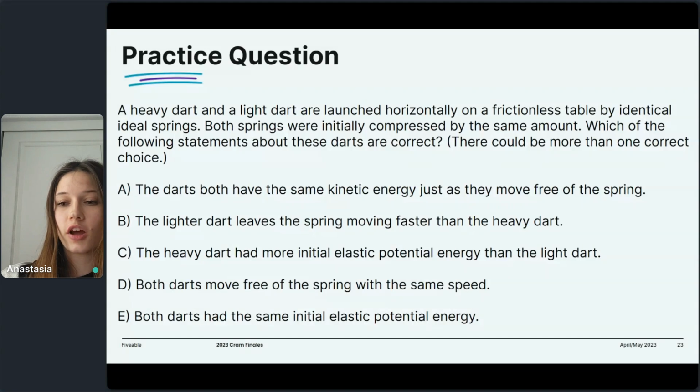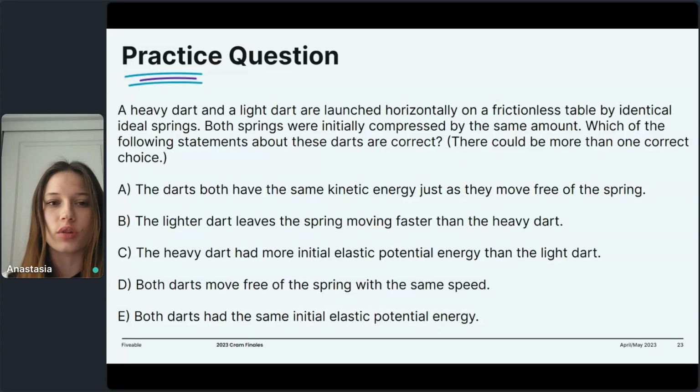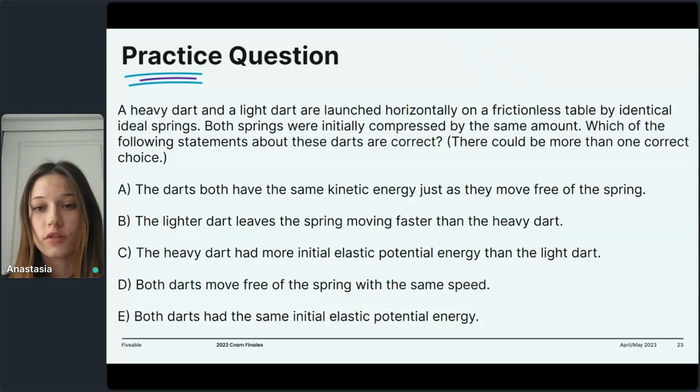So I'm seeing a lot of you guys are putting in B, C, and E. These all look like the correct answer choices, so let's go through this problem. A heavy dart and a light dart are launched horizontally on a frictionless table by identical ideal springs. Both springs were initially compressed by the same amount. Which of the following statements about these darts are correct? There could be more than one correct choice.